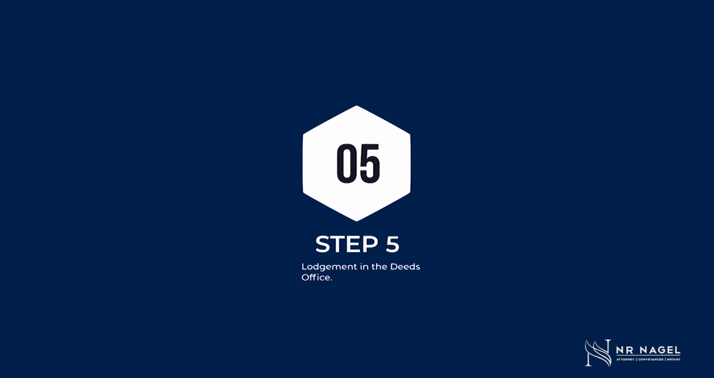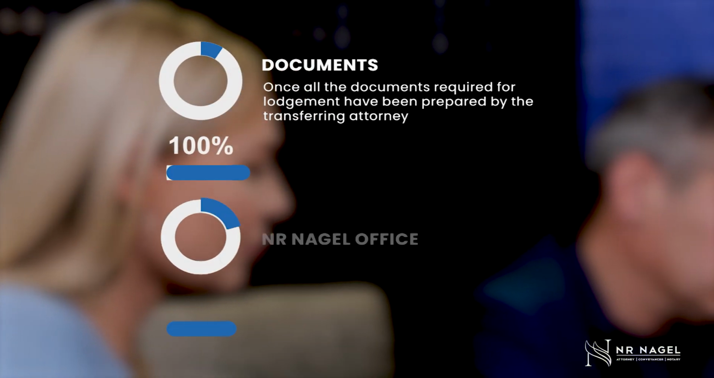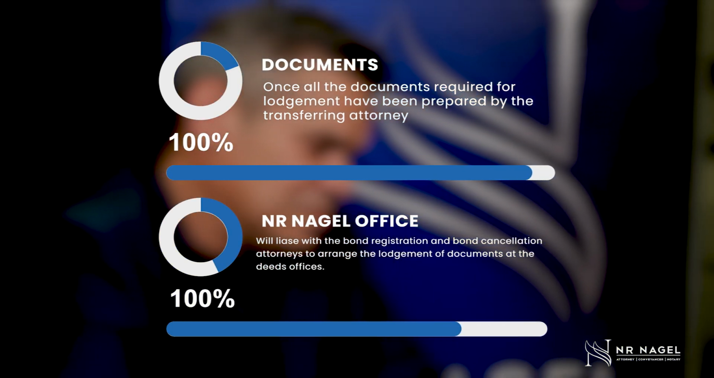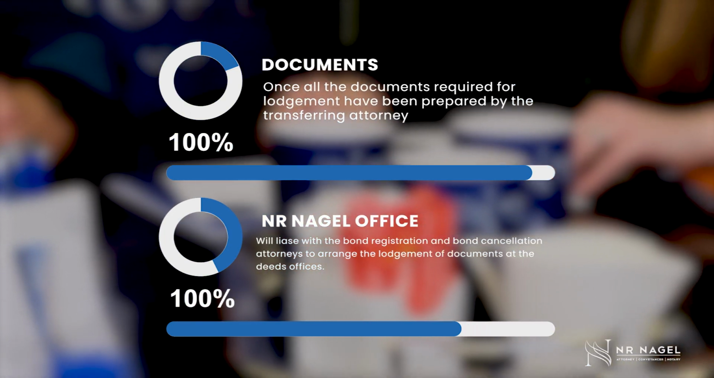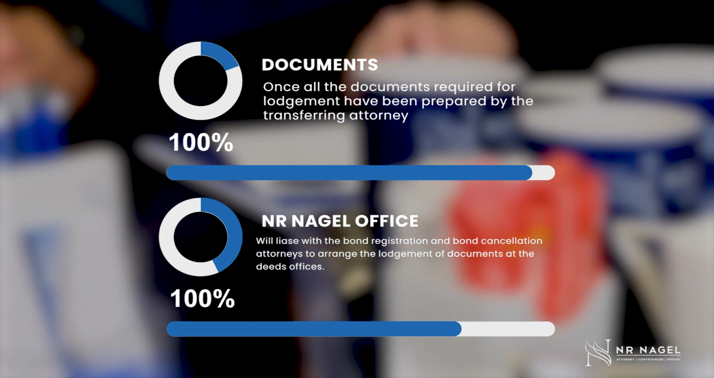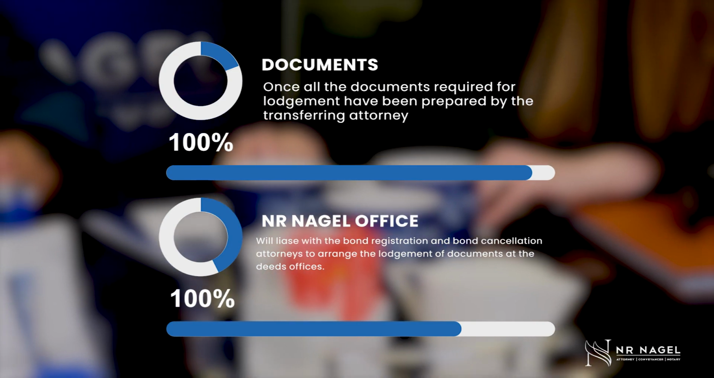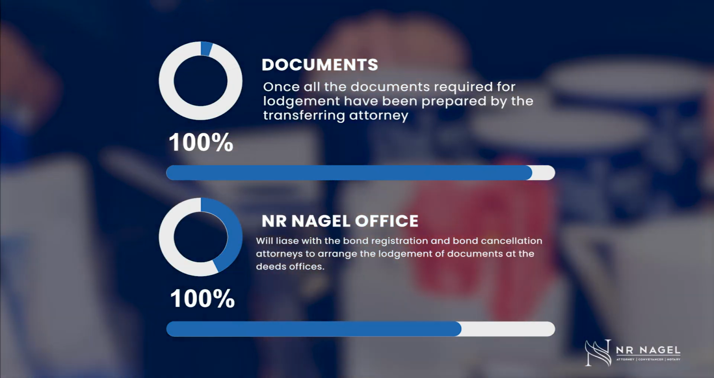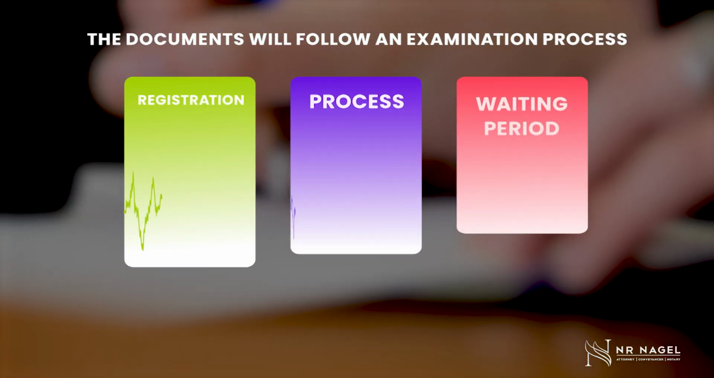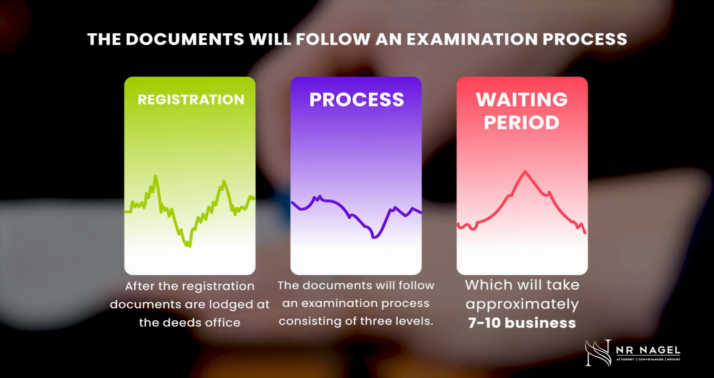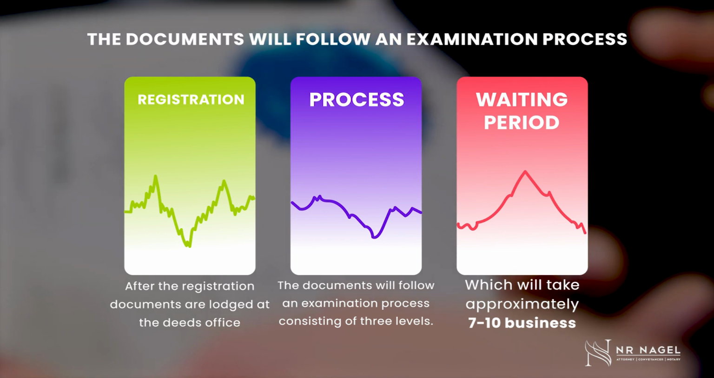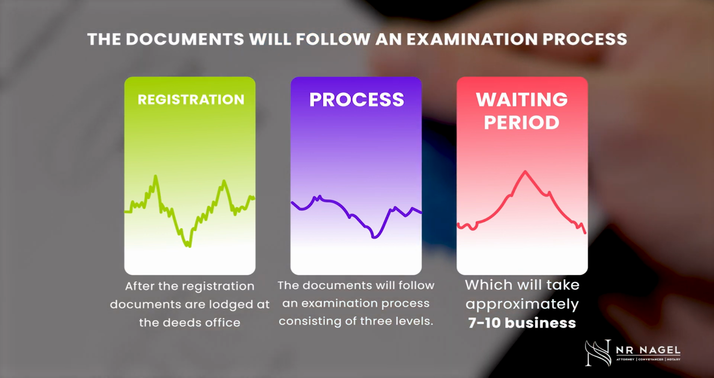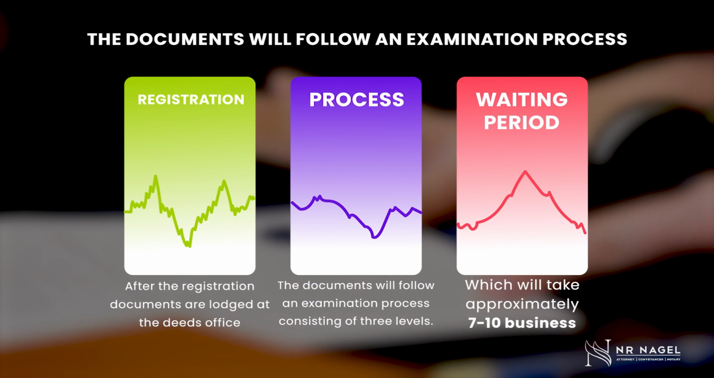Step 5. Lodgment in the deeds office. Once all the documents required for lodgment have been prepared by the various attorneys, our office will liaise with the bond registration and bond cancellation attorneys to arrange simultaneous lodgment of the registration documents at the deeds office. After the registration documents are lodged at the deeds office, the documents will follow an examination process consisting of 3 levels, which will take approximately 7 to 10 business days.